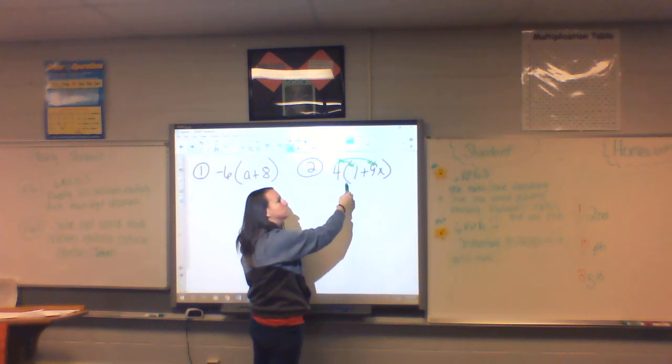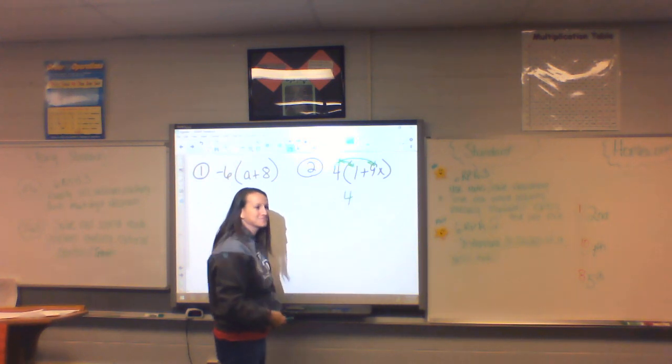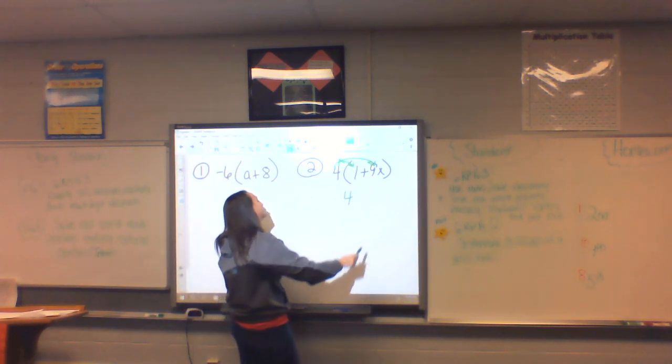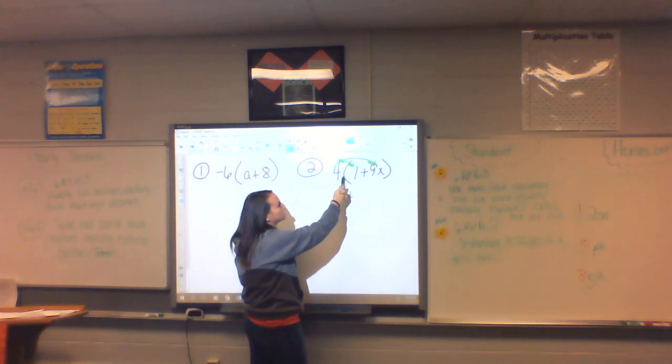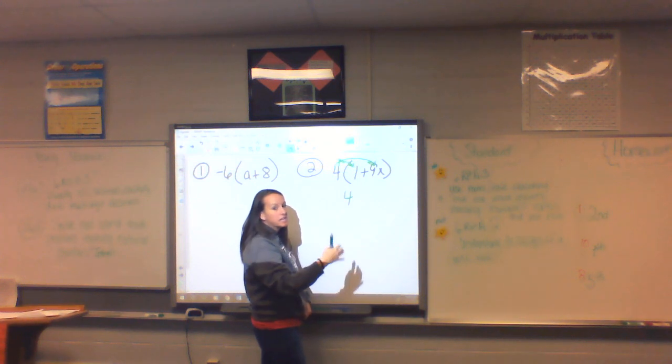What is 4 times 1? 4. Okay. I'm assuming everyone shouted out 4. Yes, you better shout out 4. Now, we do the same thing because like Mr. Winstead said, we don't want to distribute to just one thing in the parentheses. We need to distribute to everything.